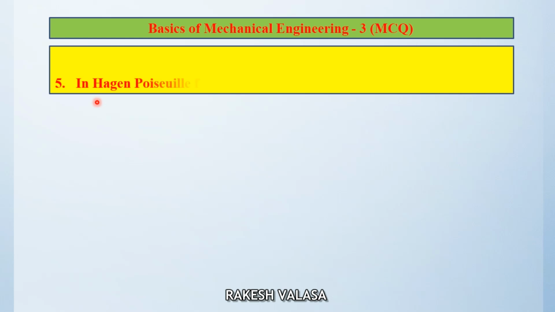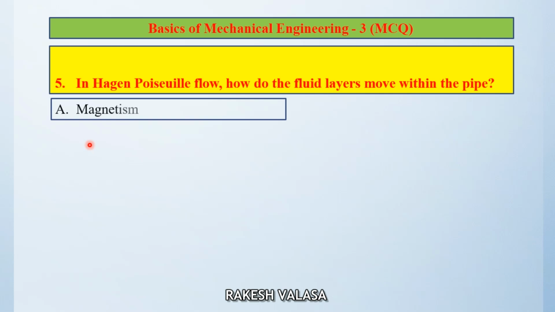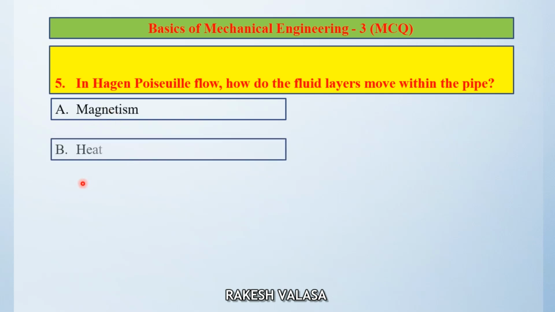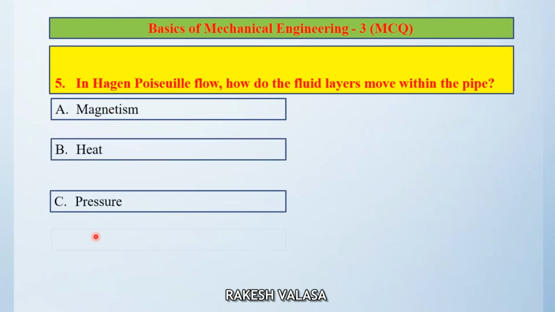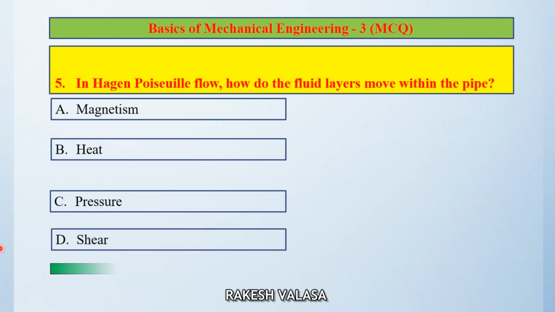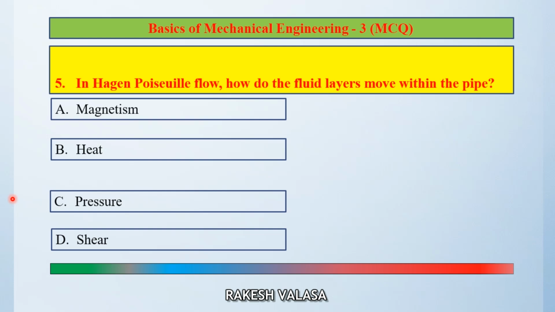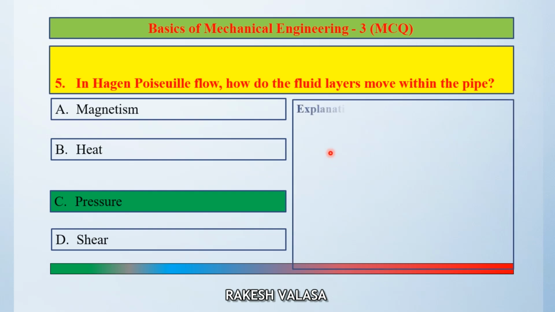Question number 5. In Hagen-Poiseuille flow, how do the fluid layers move within the pipe? Option A magnetism, option B heat, option C pressure, option D shear. The correct answer is option C pressure. Let us see the explanation.